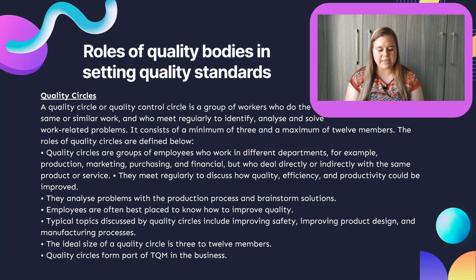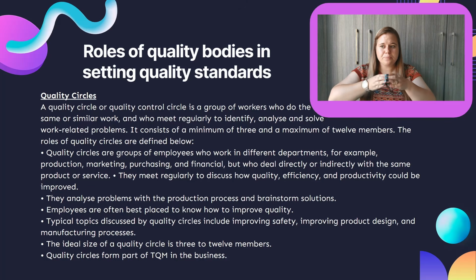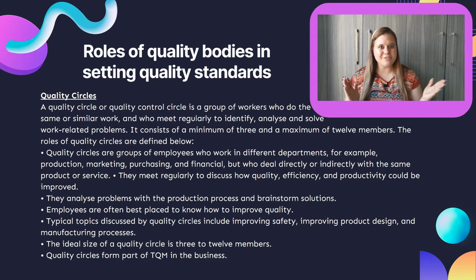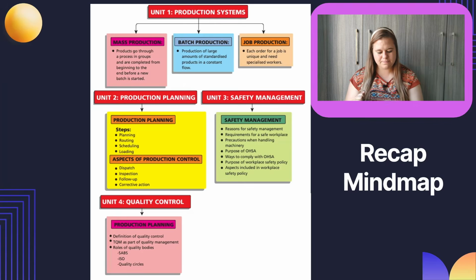Employees are often best placed to know how to improve quality. Typical topics discussed by quality circles include improving safety, improving product design, and the manufacturing processes. The ideal size of a quality circle is 3 to 12 members. Quality circles form part of TQM in the business. The reason they form part of TQM is because the quality circle is people that come from different departments, which means we are ensuring quality in every department.